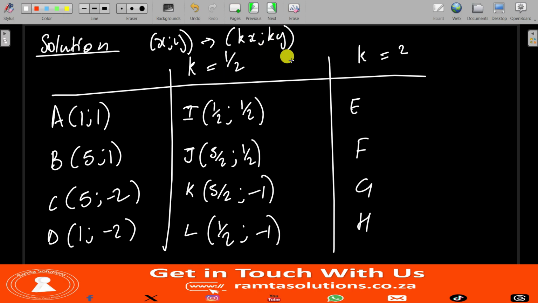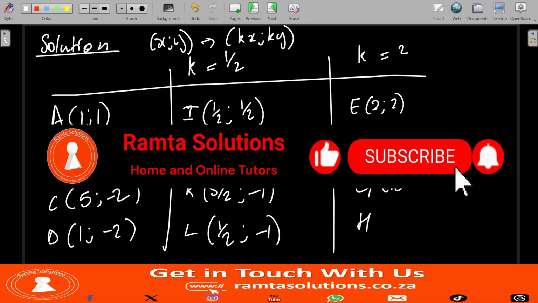Okay, cool. Now for this one here, let's remind ourselves. Remember, x value multiplied by 2, y value multiplied by 2. 1 multiplied by 2 will be 2, and the y value 1 multiplied by 2 is also 2. Then 5 multiplied by 2 is 10. So this is 10 and 2.